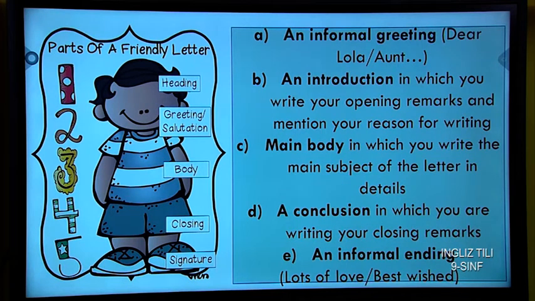B. An introduction in which you write your opening remarks and mention your reasons for writing. C. Main body in which you write the main subject of the letter in detail. D. A conclusion in which you write your closing remarks. The last one is the informal ending: Lots of love or Best wishes.